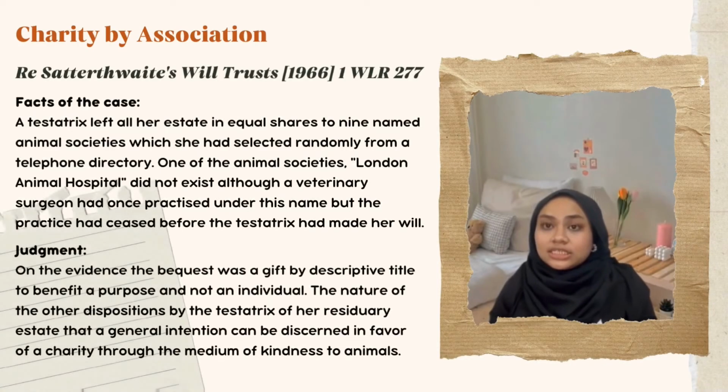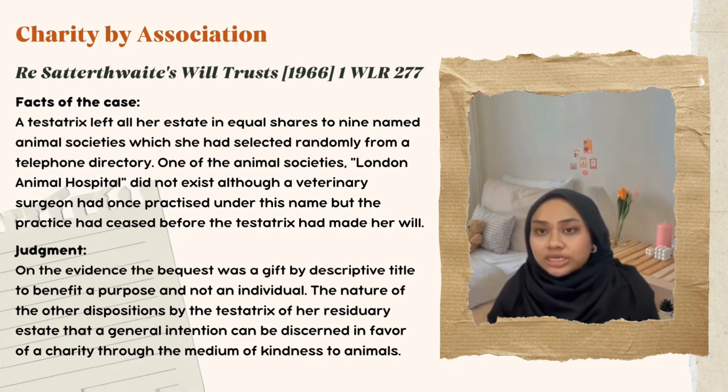The next situation is the charity by association. It had been illustrated under the case Re Satterthwaite's Will Trust, where in this case, the settlor had left all her estate in equal shares to 9 animal societies which she had randomly chosen from the telephone directory. One of the animal societies, named London Animal Hospital, had ceased before the settlor had even made her will. Based on the evidence, the bequest was a gift by descriptive title to benefit a purpose and not a person or individual.